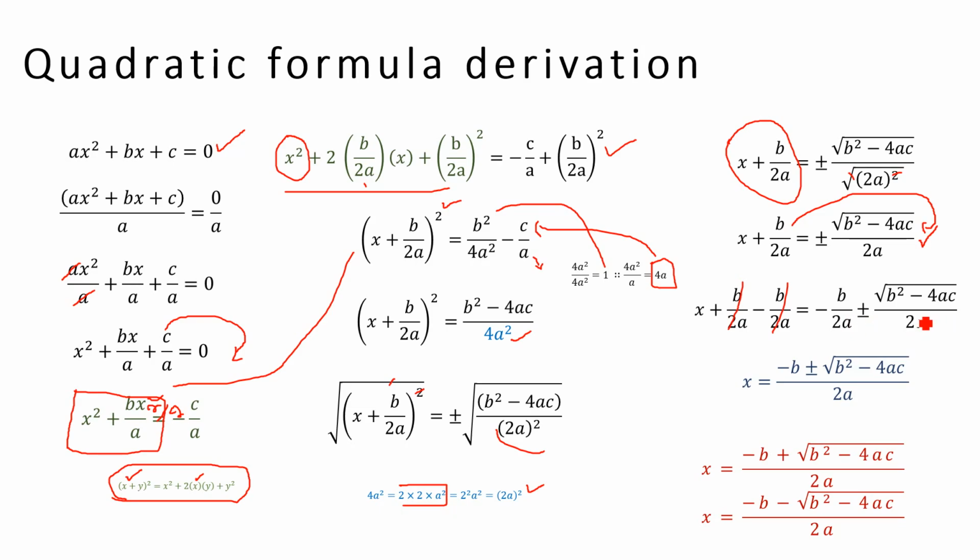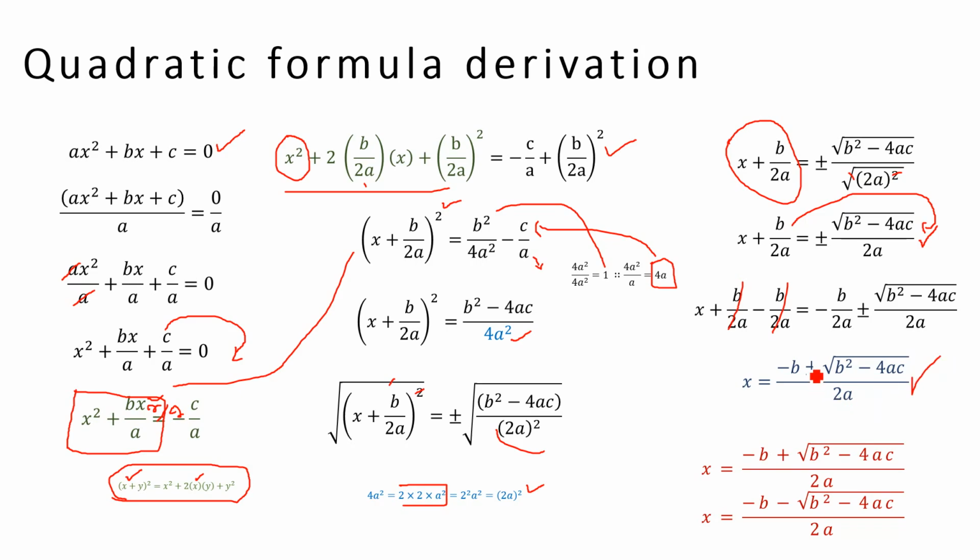And 2a is common here, so again taking the LCM, or taking 1/2a common, we will have finally x = (−b ± √(b² − 4ac)) / 2a, and this is the final form of the quadratic formula.